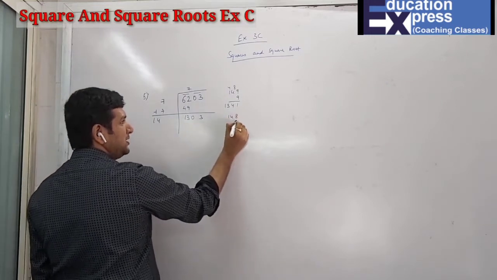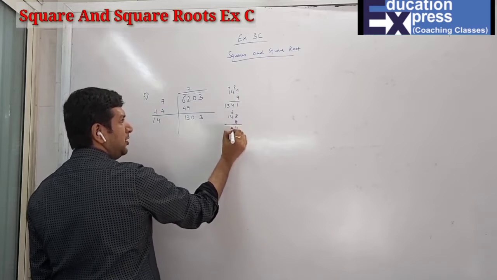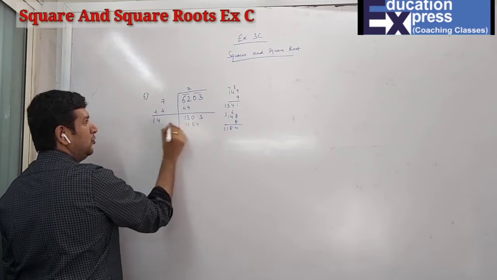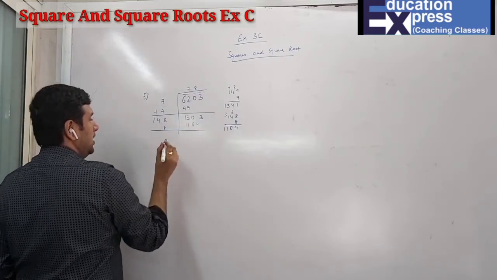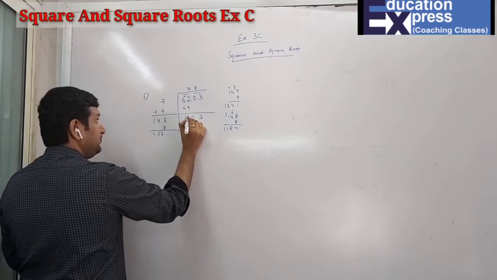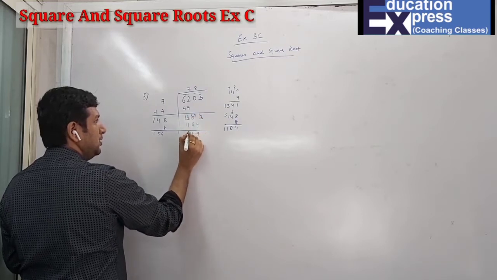Before 9, what comes? 8. 8 8s are 64, 8 4s are 32, 8 1s are 8 and 1 1. Yes, possible. So 1184, that is 8s up. Now here, students, after subtraction, the number what we get? 13 minus 4 is 9, 9 minus 8 is 1, 2 minus 1 is 1.